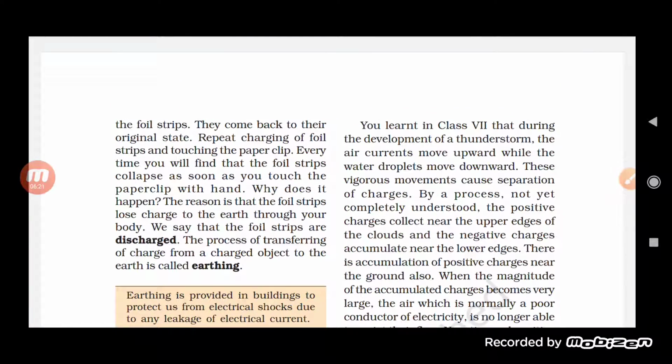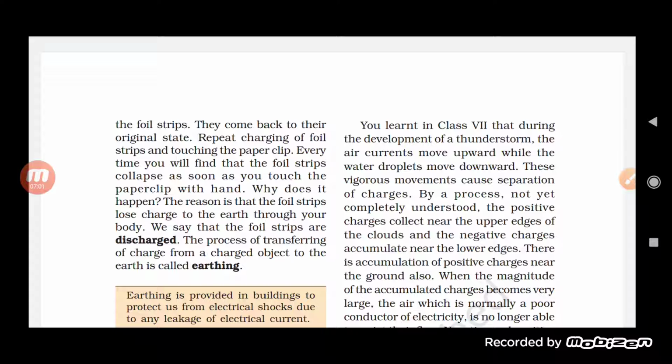During the development of a thunderstorm, air current moves in the upward direction, while water droplets move in the downward direction. This makes a vigorous movement, and this vigorous movement causes separation of charges by a process which is not yet completely understood. The positive charges collect near the upper edges of the cloud, and the negative charges accumulate near the lower edges.